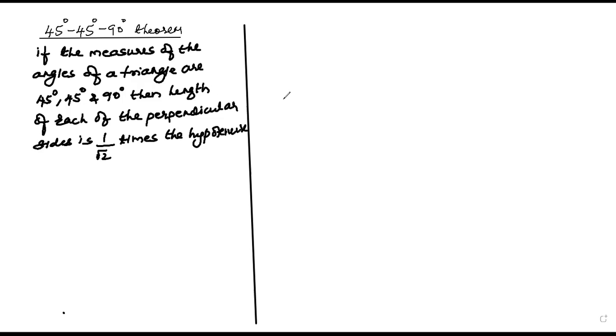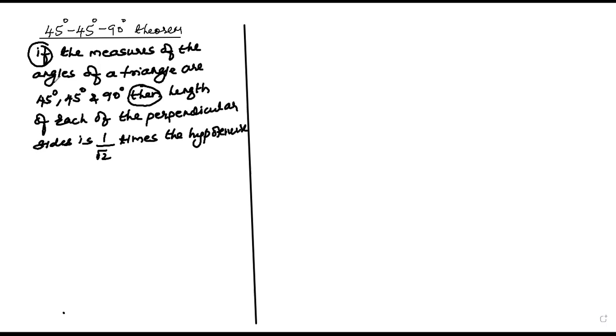Let's start with the new theorem, children: the 45, 45, 90 theorem. Again, a theorem which you learned in your 9th standard. The measures of the angles of a triangle are 45 degree, 45 degree, and 90 degree. Then, the length of each of the perpendicular sides is 1 upon root 2 times the hypotenuse. What does it mean? If you see the condition which follows 'if', you should apply the condition which follows 'then'. That is what the theorem says.